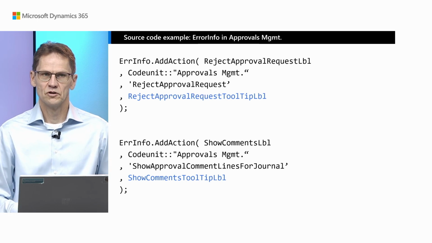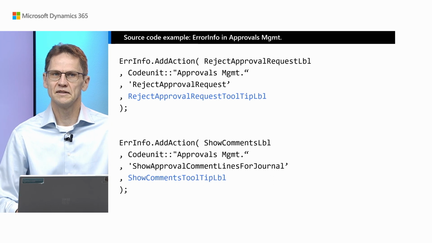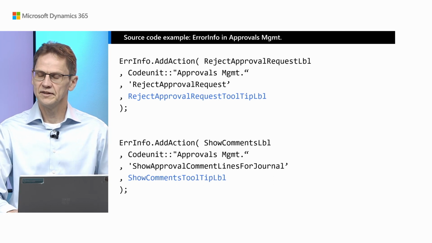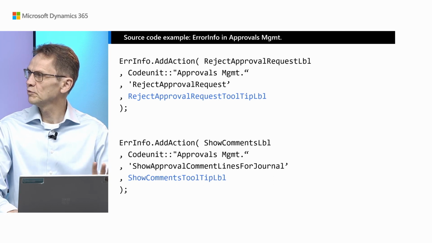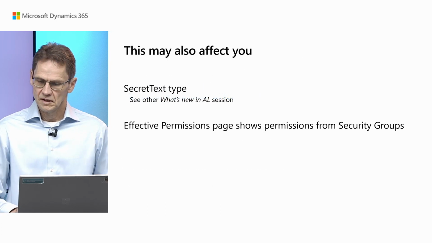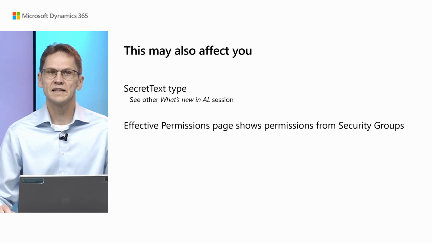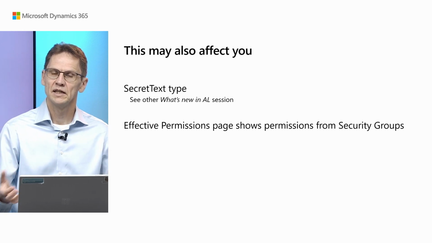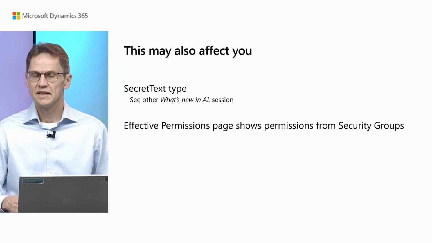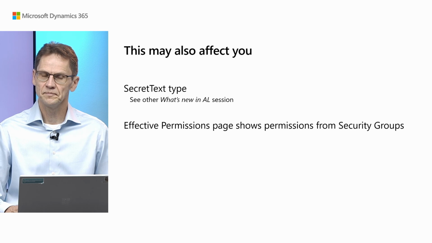This is how it looks in source code, where you simply add the tooltip as the 4th parameter, and then it'll show up in the UI when you hover over the action. Another thing we've added in this release is a secret text type for handling passwords and other sensitive information. That'll mainly be covered in the What's New in AL session.